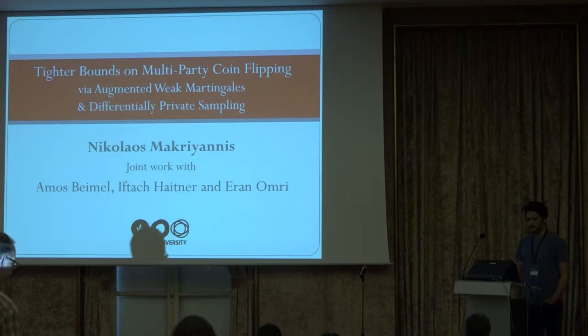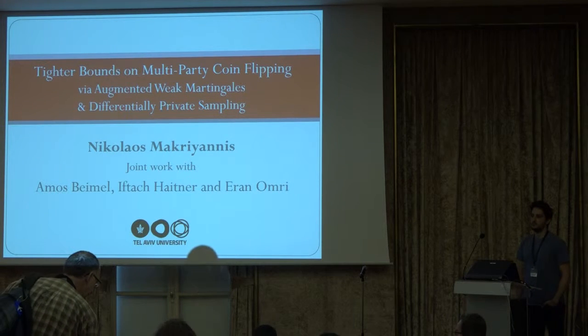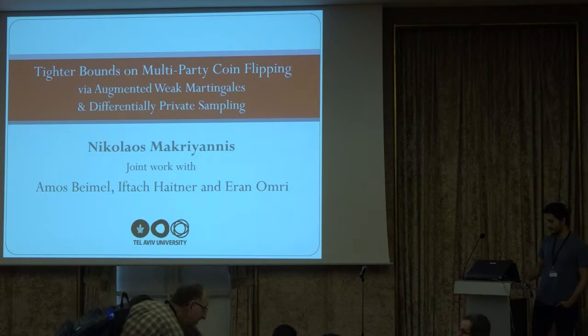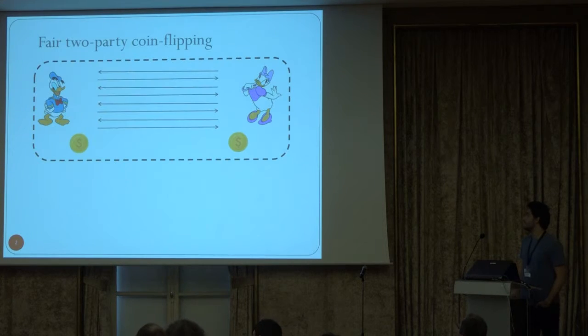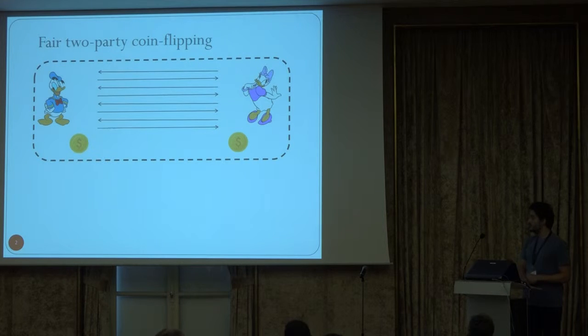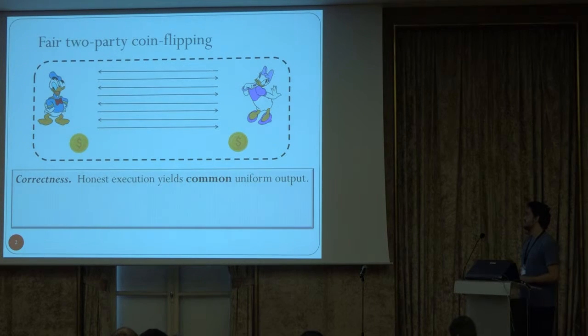Coin flipping is a very important and fundamental primitive in cryptography with many applications. So let's dive right into the flavor of coin flipping we're going to be interested in. Let's talk about fair two-party coin flipping protocols. These are protocols between two parties, let's call them Alice and Bob, that satisfy a number of requirements. First, we have correctness. An honest execution yields a common uniform output.